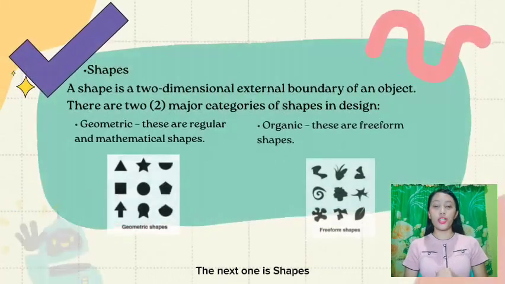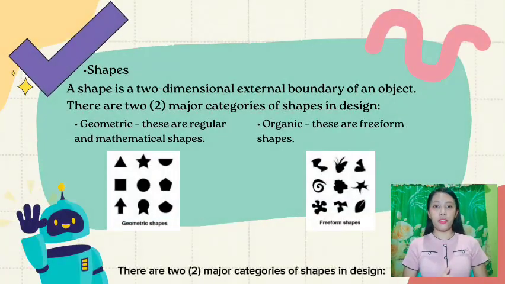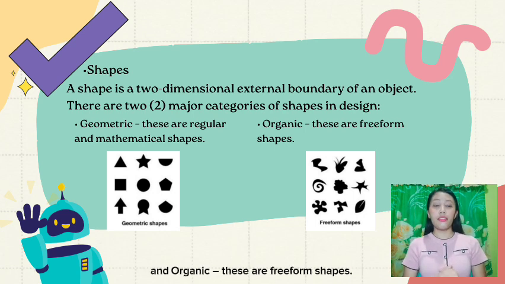The next one is shapes. There are 2 major categories of shapes in design. Geometric. These are regular and mathematical shapes. And organic. These are free-form shapes.